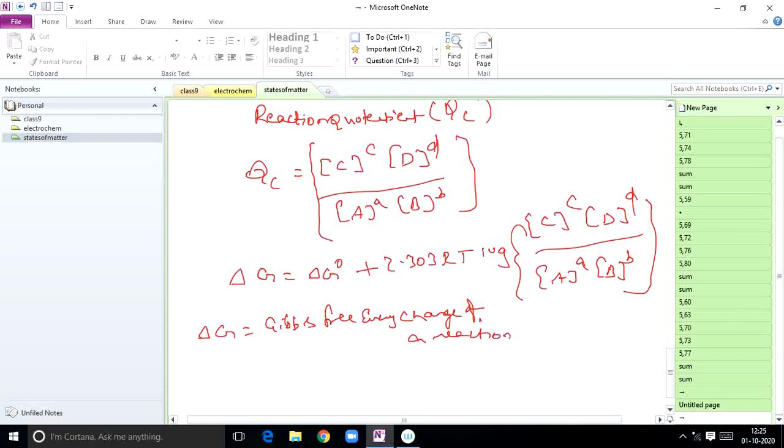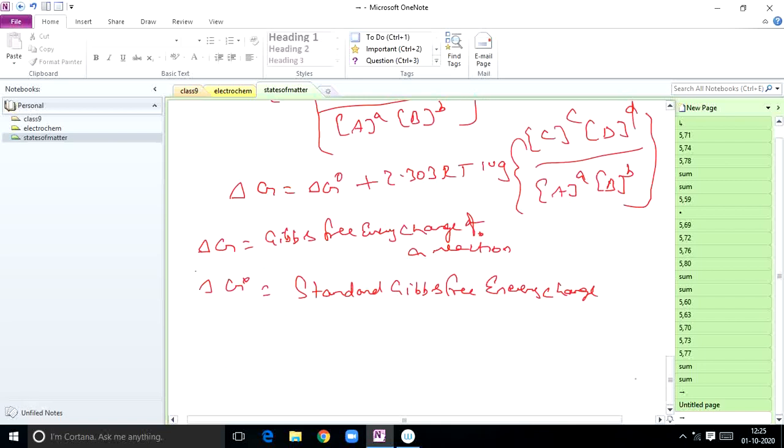Next, what is delta G naught in this expression? Delta G naught represents the standard Gibbs free energy change of a reaction. Now, did you remember this formula? Delta G is equal to minus NF into E cell, the EMF of the cell. At the same time, delta G naught is equal to minus NF E naught of the cell, under standard conditions.